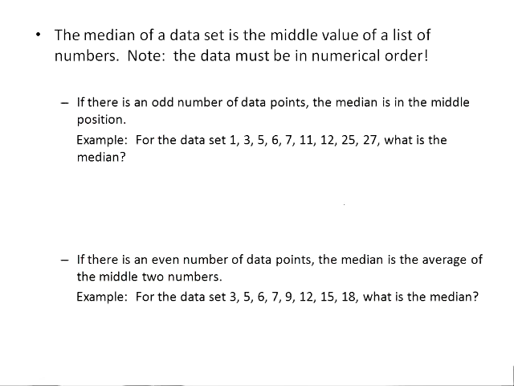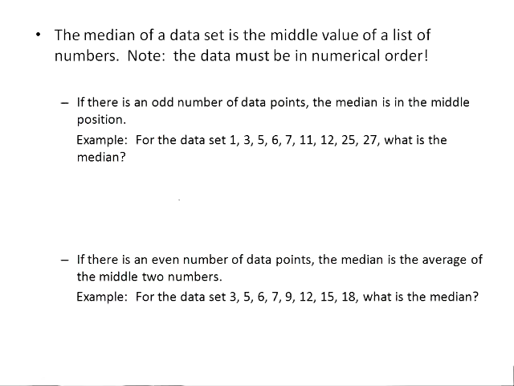Now let's go on to the median. Now the median of a data set is just the middle value of a list of numbers. Now make sure that you have the data in numerical order first before you identify the median. There are two situations we need to talk about with the median. If there is an odd number of data points, then the median is exactly in the middle position.